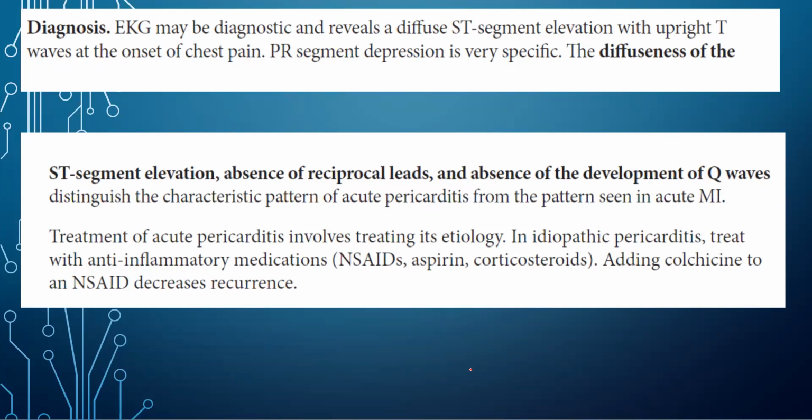Treatment is mainly treating the underlying cause. And because pain is the main symptom, you just treat the pain with anti-inflammatories like aspirin or NSAIDs. If it is severe, then you can give a steroid. If NSAID is contraindicated, you can also give colchicine to this patient.